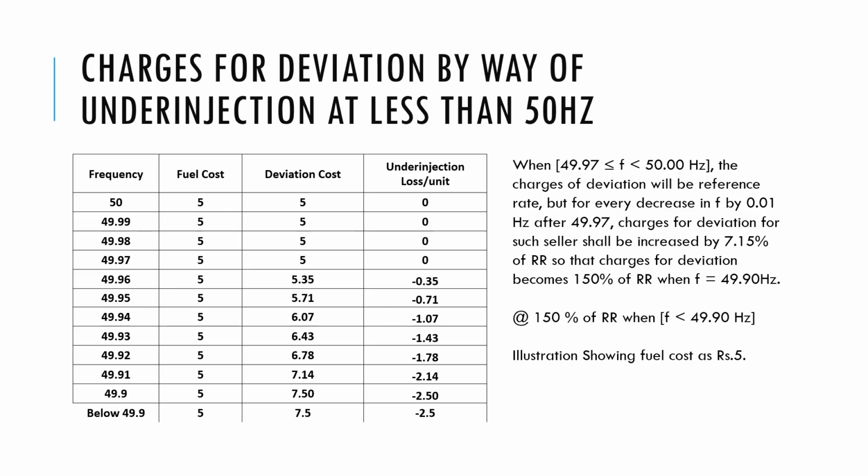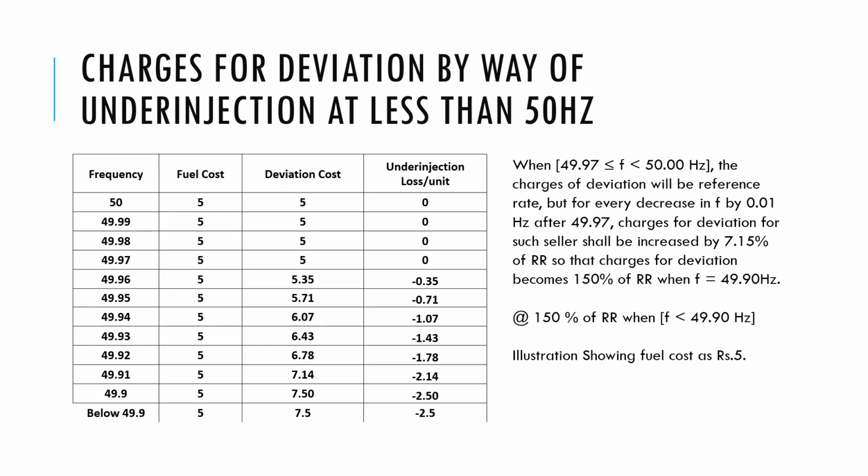To understand this whole penalty and incentive mechanism, we have divided this DSM into different cases. Case one, which I will discuss now, is when the seller deviates from the schedule by under injecting when the frequency is less than 50 hertz. In that case, till 49.97, if the deviation is within plus minus 10%, he doesn't have to pay any charges. But as the frequency further reduces and he continues to under inject, then for each 0.01 hertz change, he has to pay a 7% penalty of his reference charge rate, that is his ECR or the contract rate as applicable to him. And this goes on till frequency 49.90, where he has to pay 150%.